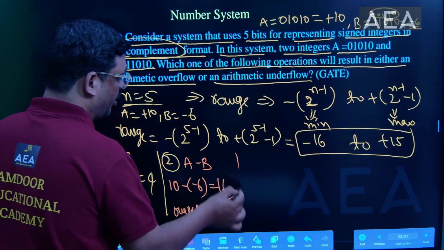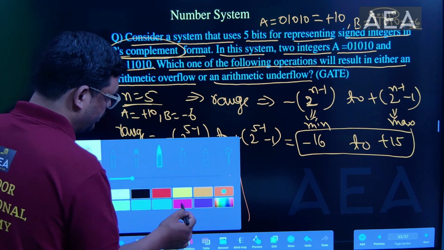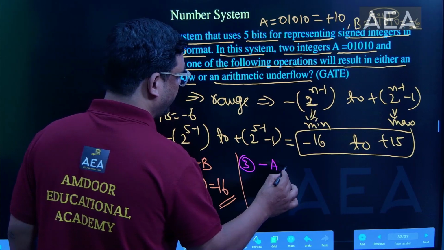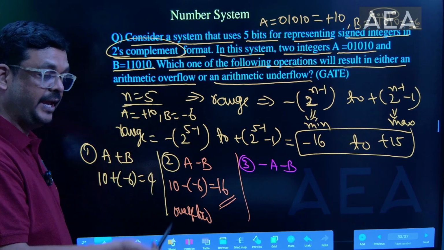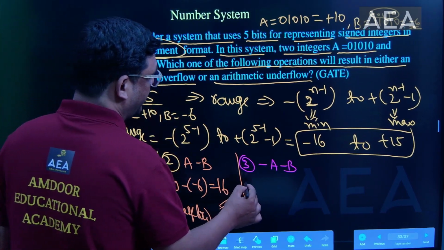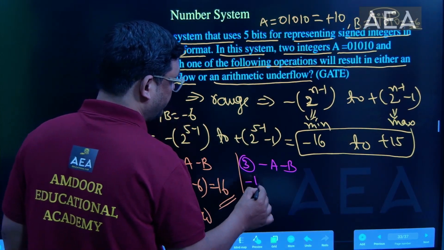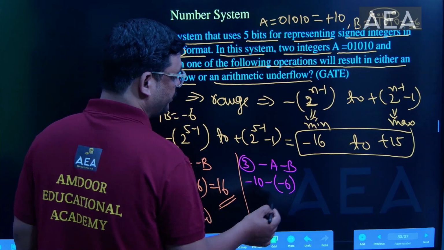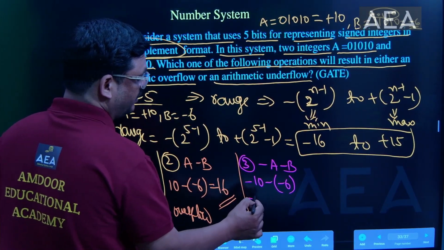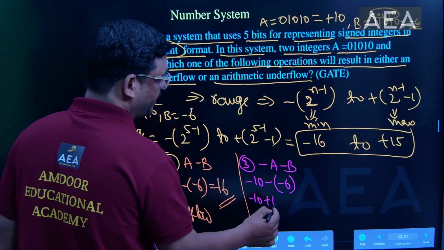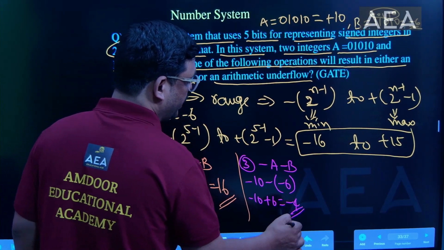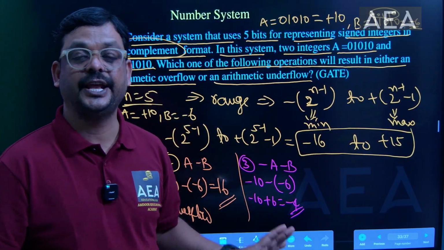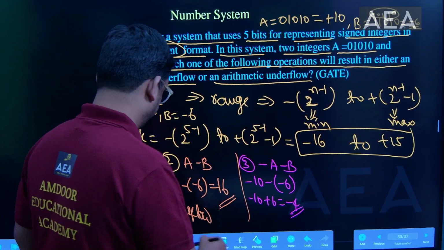One more combination I'm taking now. I want to perform the third operation, minus A minus B. Minus A value is minus 10, B value is minus 6. Then minus 10 minus into minus plus 6, so it becomes minus 4. It does not give the overflow condition, because minus 4 comes within the range minus 16 to plus 15.